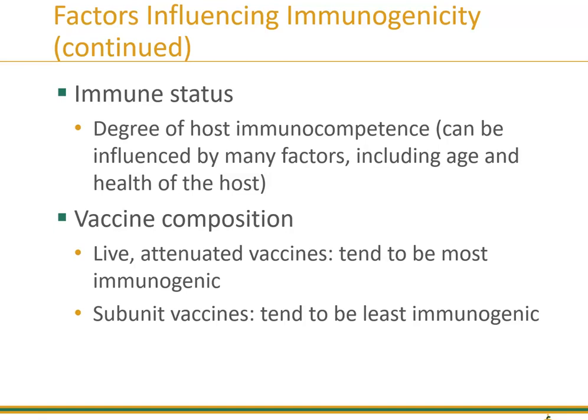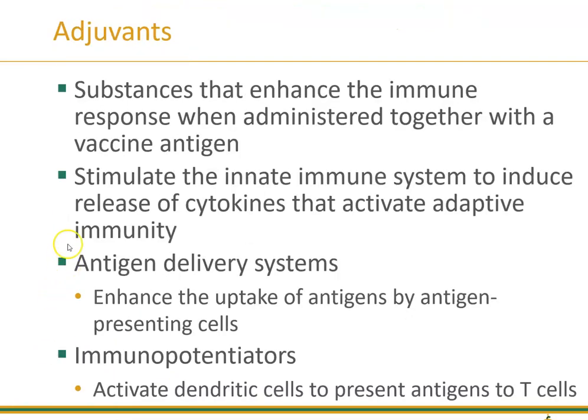The vaccine composition: is it alive? Is it attenuated? That seems to be the best to produce a better immunogenic response. Subunit vaccines tend to be less so compared to a live attenuated vaccine. So that's why we add adjuvants. You heard me talk about that when we talked about subunits. The adjuvant, like we said, enhances the immune response when it's administered with the actual antigen in the vaccine itself. So that will stimulate a better innate immune response, which, once instigated, will release cytokines, which will activate the adaptive immunity.